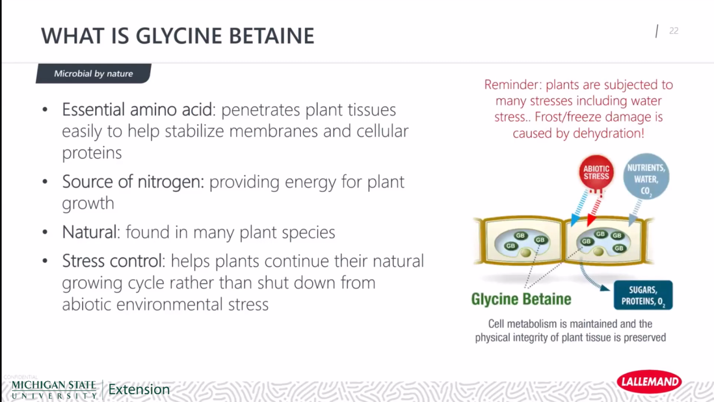Just a reminder, plants are going to be subjected to lots of stresses, including water stress. And frost and freeze damage is actually caused by dehydration, which is the water moving out of the cell. So the thought is that if we can control the water and regulate the water moving in and out, then you should be able to protect your plants from frost and freeze damage. Water movement is going to be incredibly important, but what does it really look like?